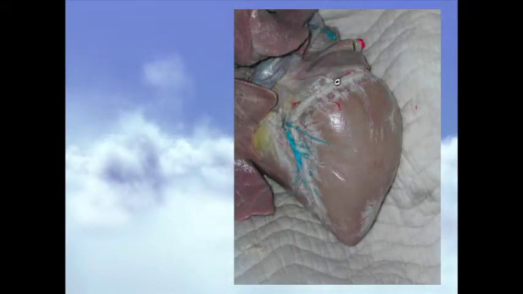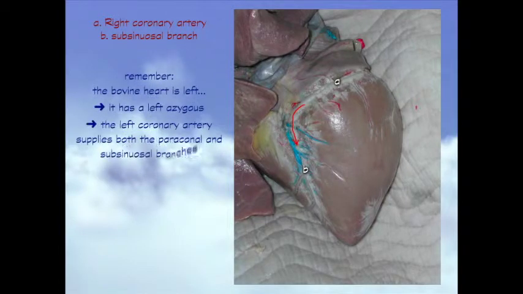Okay, so here is an equine heart. We see here the right coronary artery, and it is going to contribute into the subsinuosal branch. So we know that this is an equine heart. Remember, in the bovine heart, it is the left. It has the left azygos, and the left coronary artery supplies both the paraconal and the subsinuosal branches. Because this is the right giving rise to the subsinuosal, we know this is an equine heart.